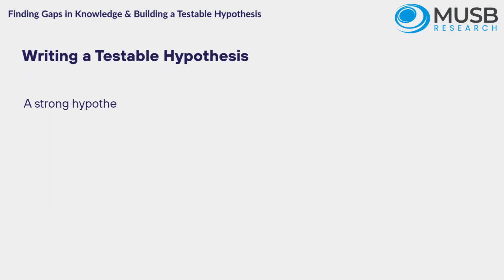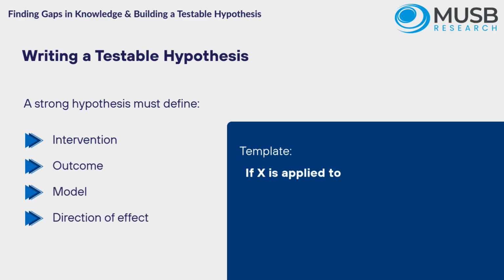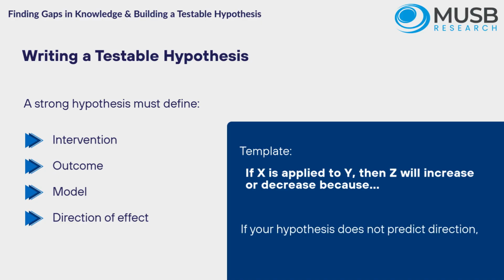A strong hypothesis must define intervention, outcome, model, and direction of effect. Template: if X is applied to Y, then Z will increase or decrease because... If your hypothesis does not predict direction, it's incomplete.